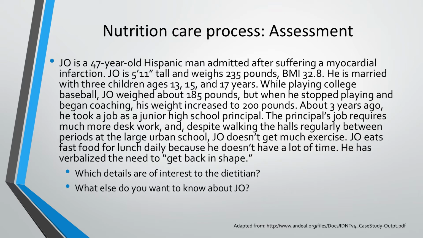So here's a little mini case study that tells us a little bit about J.O. He's a 47-year-old Hispanic man admitted after suffering a myocardial infarction. He's 5'11" and weighs 235 pounds. His BMI is 32.8. He's married with 3 children. He used to play some college baseball, and when he was doing that, he was 185 pounds.